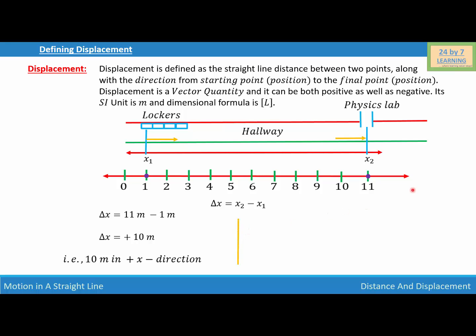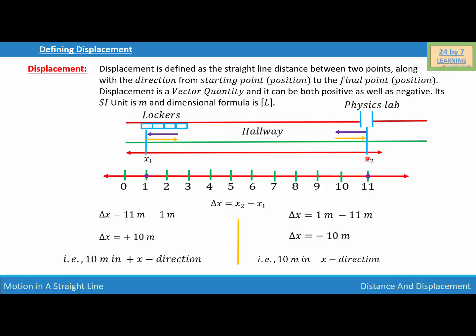Now the class is over and you want to get back to your locker so that you can put your stuff away. So you started here at the physics lab and you end up at the locker. So now what's happening? You are going from the 11 meter mark to the 1 meter mark. So we will again write delta x is equal to final position, which is the 1 meter mark, minus initial position, which is the 11 meter mark. So 1 meter minus 11 meters is negative 10 meters. So we'll write delta x is equal to negative 10 meters.